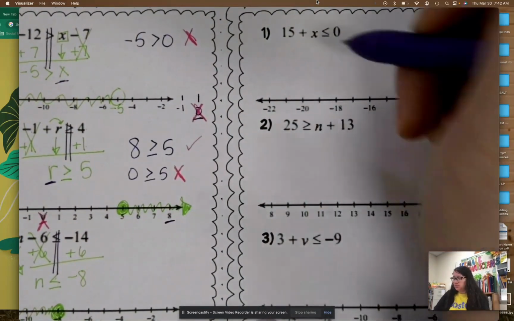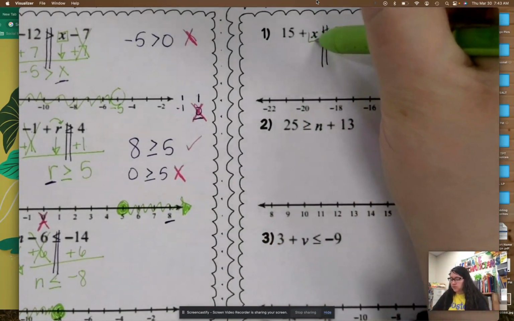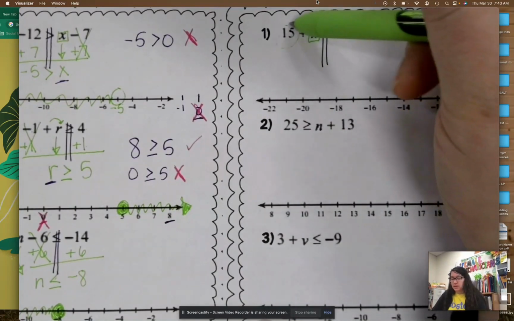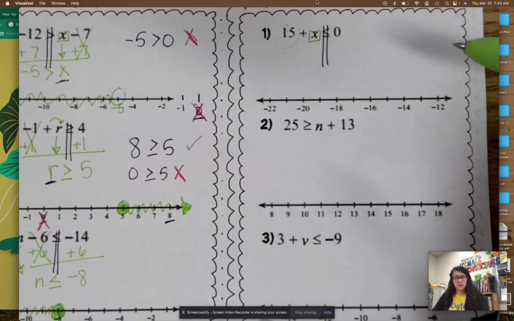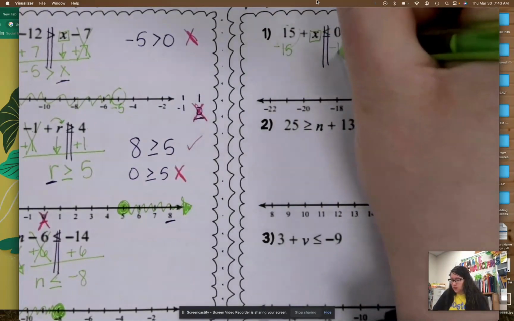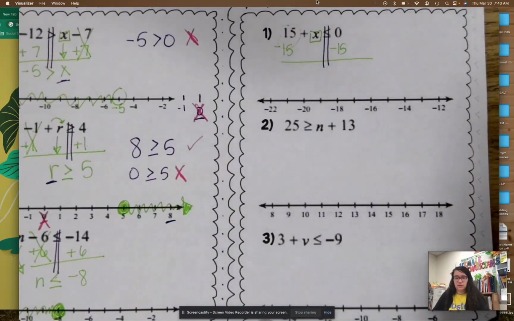Our first problem up top, we have 15 plus x is less than or equal to 0. I need to get rid of whatever's with my variable. Whatever the number is with the letter, that's what needs to go. I need to get rid of that +15. How do I get rid of a +15? I need to subtract 15 on both sides.